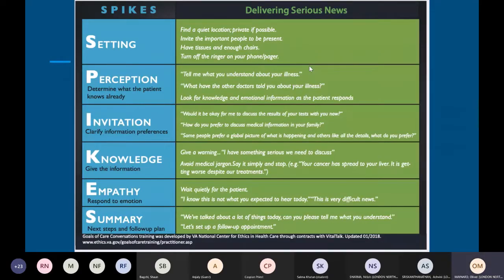So just to quickly go through it, setting is really important, so making sure that you have privacy, that you're not breaking bad news in a bay where other patients could hear. Trying to first understand what the patient or relatives already understand about the disease or the situation, because there's no point going into the complications of a perforated appendix if they didn't even understand why they were in hospital.